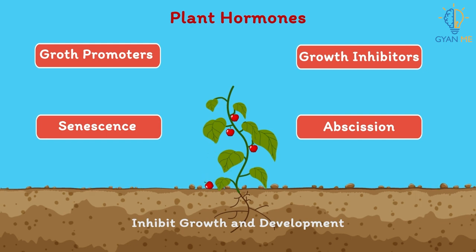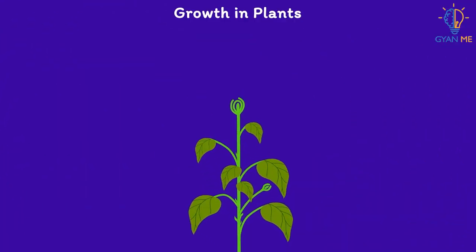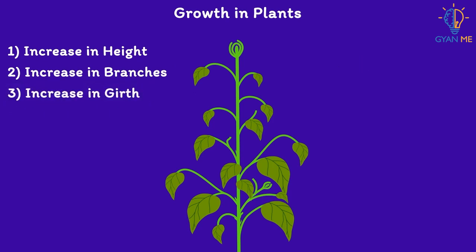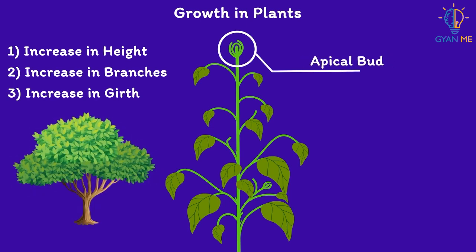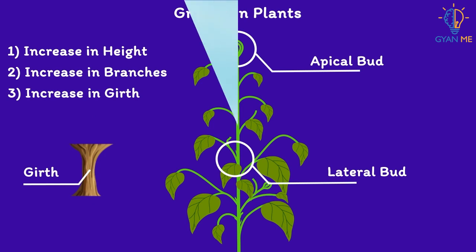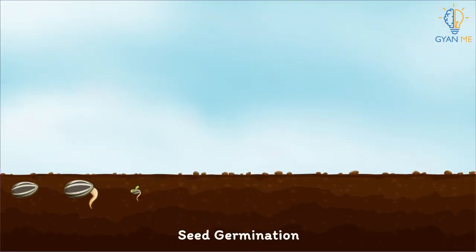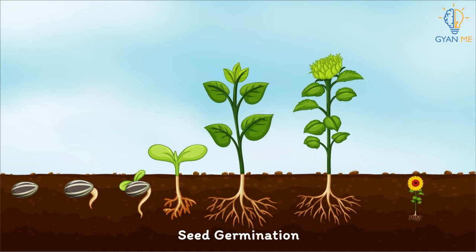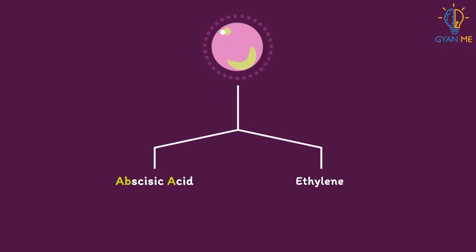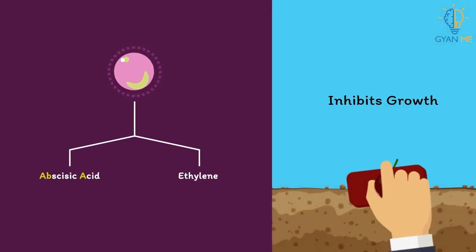Students, recall that plant growth is the increase in number of branches or increase in height of the plant. Plants grow in height from the apical bud, while branches grow from the lateral bud. Also, a plant can germinate from the seed and grow. Two hormones, that is abscisic acid and ethylene, stop the growth of plants.